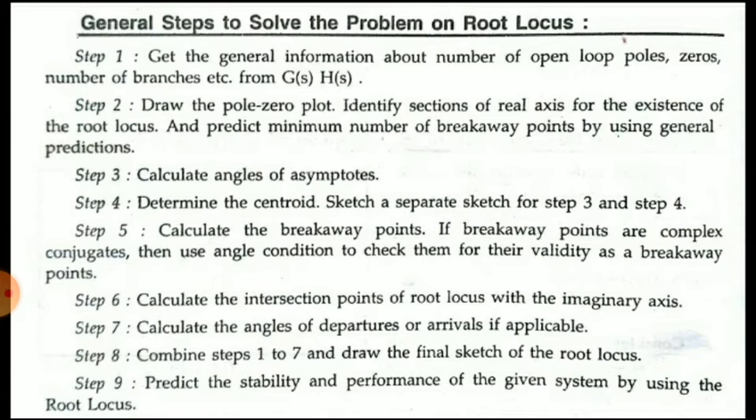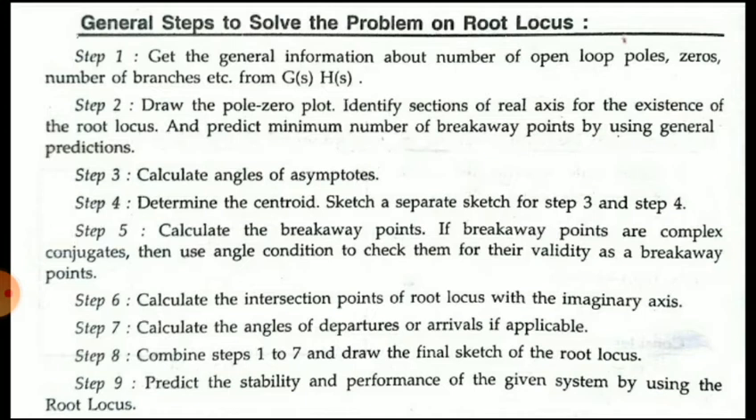Step number 1, get the general information about the number of open loop poles, zeros and number of branches from G(s) and H(s). Then step number 2, you have to draw the pole zero plot. Then you have to identify the sections of real axis for the existence of the root locus and predict the minimum number of breakaway points by using general predictions.